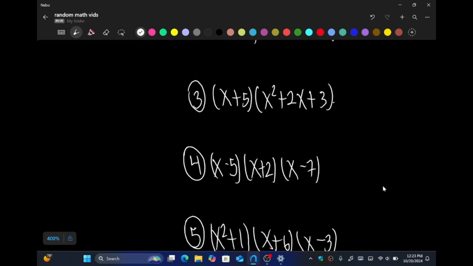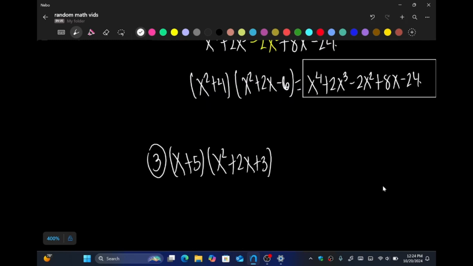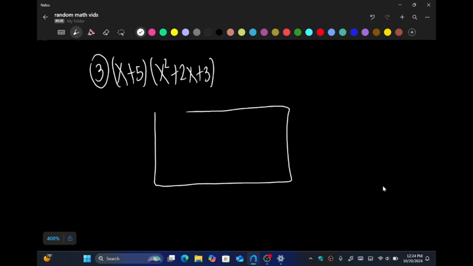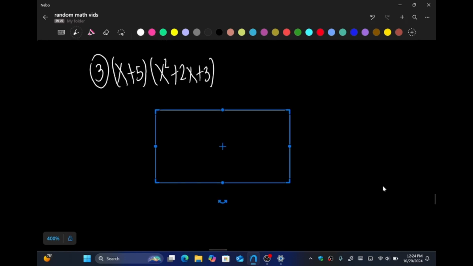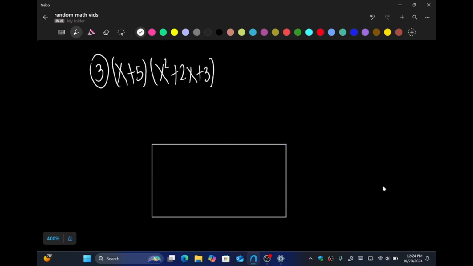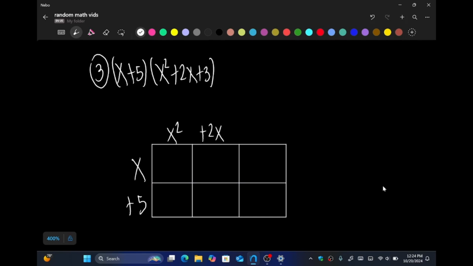Let me go ahead and write number 3 down. Okay, guys, so this is the next one. Again, when you draw your box, I like to always do it so that the polynomial with the 3 terms goes on top, and the polynomial with the 2 terms goes on the side. So x plus 5, and then x squared plus 2x plus 3.